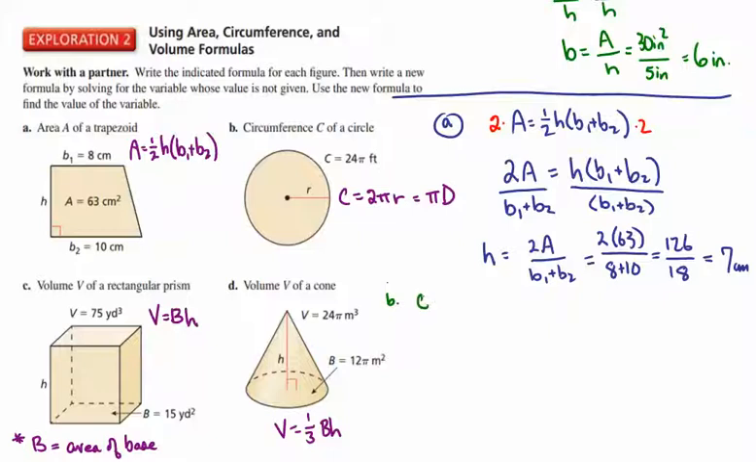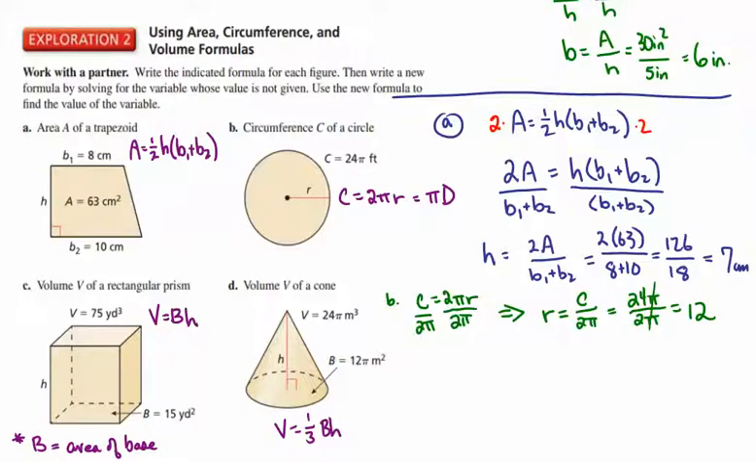For B, here we have C is equal to 2 pi radius. The missing quantity is the radius, so we're going to isolate the r. We divide both sides by 2 pi, so that we now have radius is c, the circumference, divided by 2 pi. In this case we know that c is equal to 24 pi, and when we divide these, the pi's cancel. 24 divided by 2 is 12.